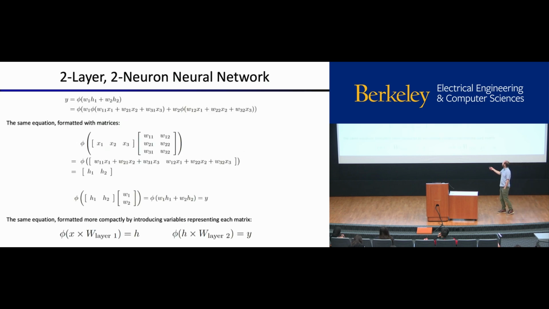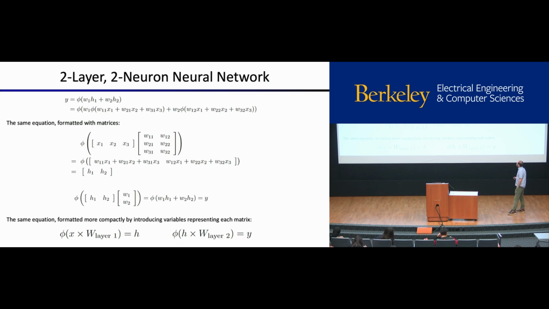So here it is how we've written it before. The output is the sigmoid of the dot product of the weights with the hidden layer, and the hidden layer is defined, each of these H quantities are defined like that. We could also write it this way.